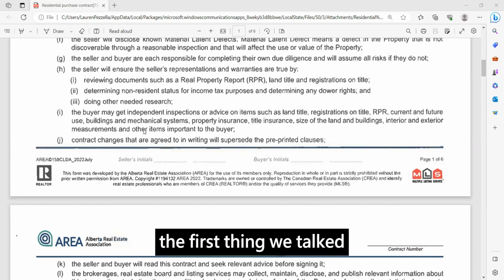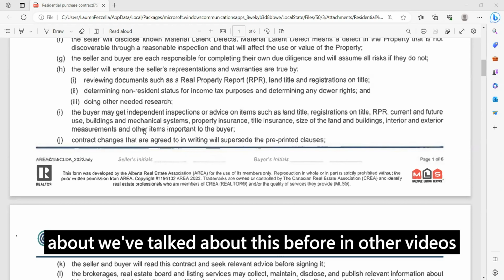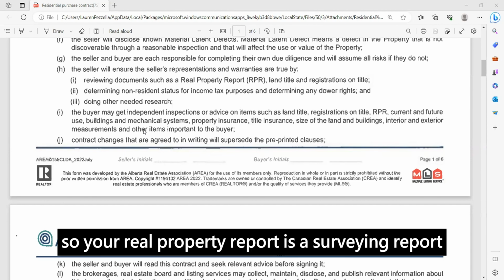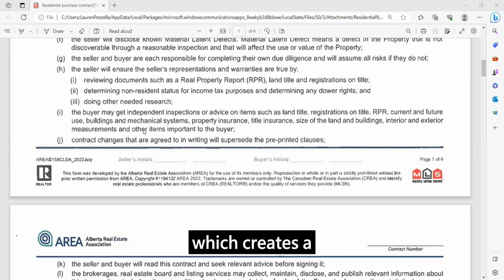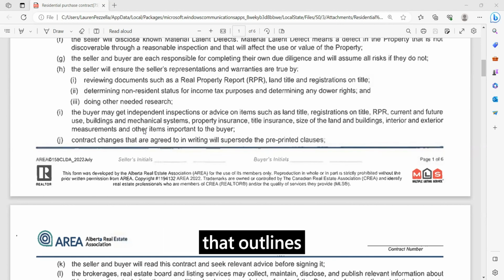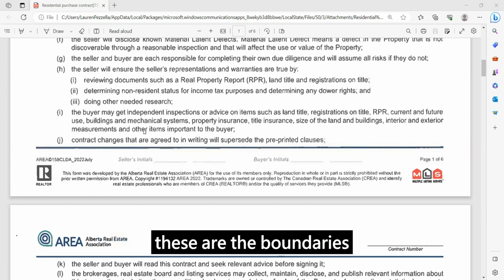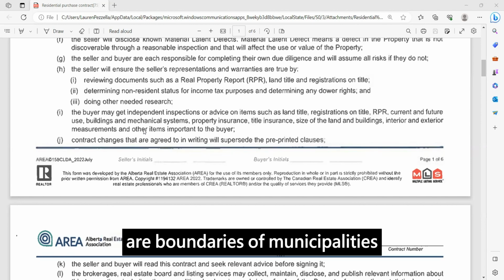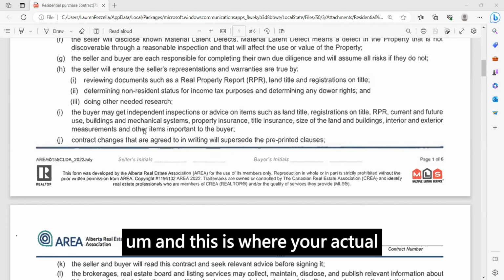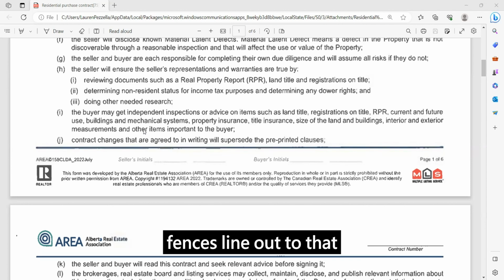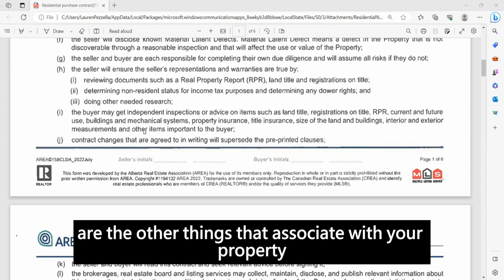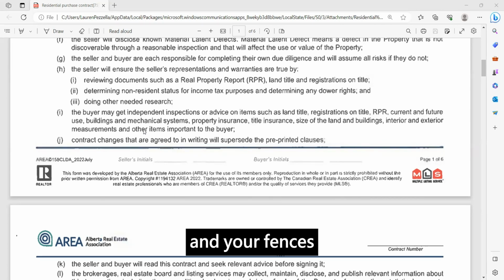So the first thing we talked about, and we've talked about this before in other videos that we've done, is the real property report. So a real property report is a surveying report which creates a map of your property that outlines these are the boundaries, and these are the boundaries of your neighbors, and these are boundaries of the municipalities as it leads to, say, the back alley and the curb. And this is where your actual fences line up to that. These are your decks, and these are your sheds, and these are the other things that are associated with your property and your fences.